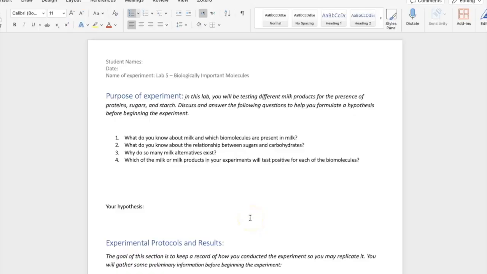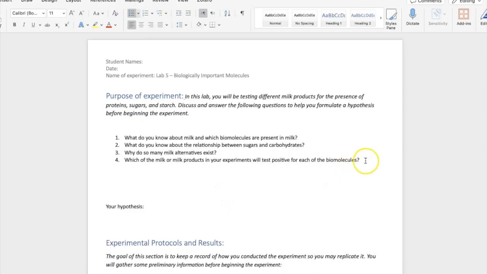The goal of this experiment is to have students test milk products and milk for the presence of various biomolecules. This is kind of an investigation of milk and milk products that students may be used to seeing on the shelves in the grocery store or in their homes.